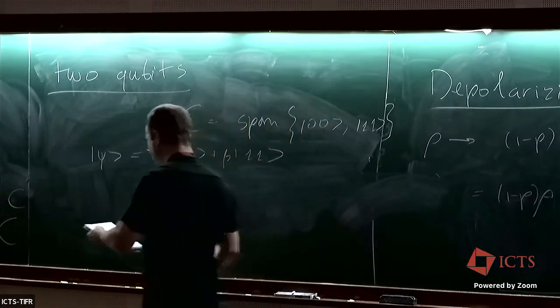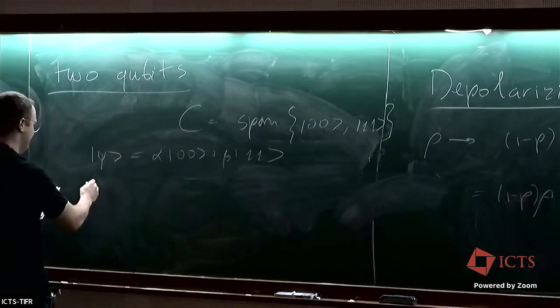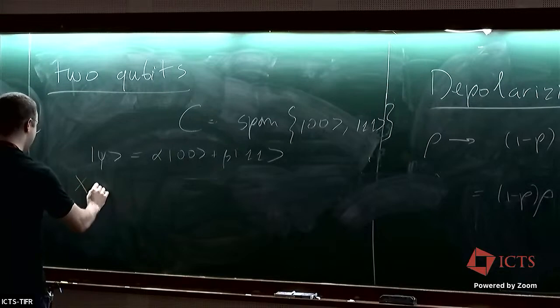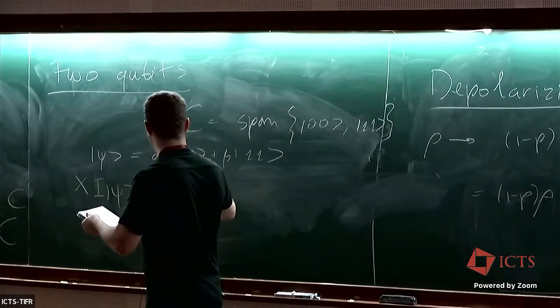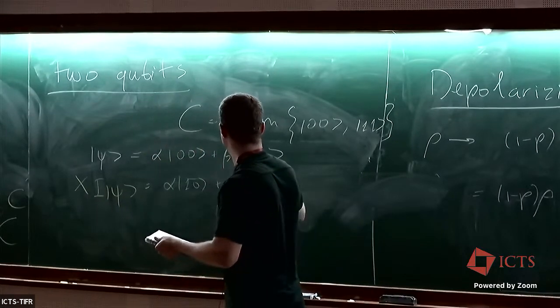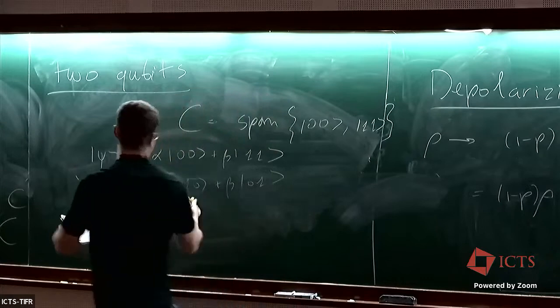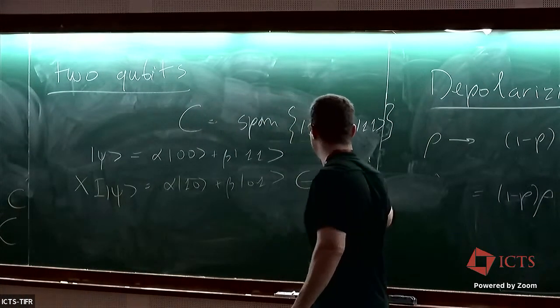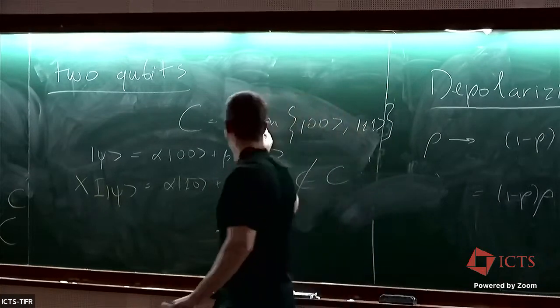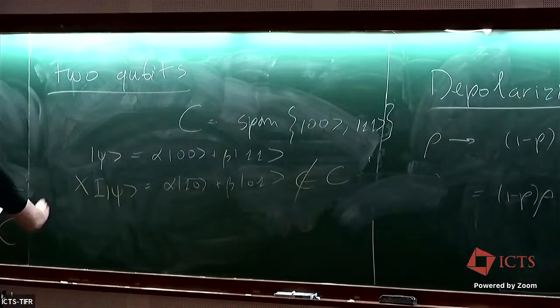Now let's apply a bit flip to this state and see what we get. |ψ⟩ = α|10⟩ + β|01⟩. Can I detect this error? Can I detect a bit flip on qubit number 1? Yes, I can. Why? Because I'm not in the code space anymore. This is not part of the span of |00⟩ and |01⟩. I can call this the error space, like you suggested. Let me call it CXI.